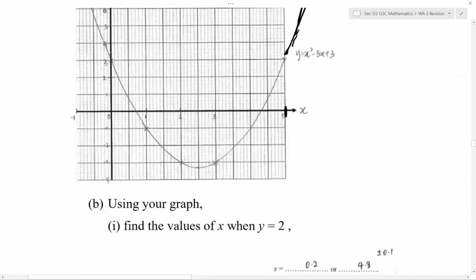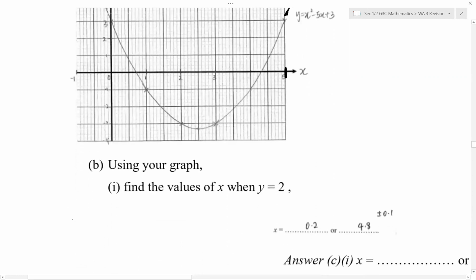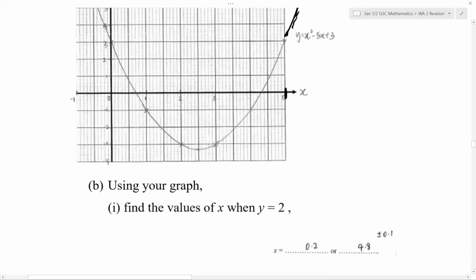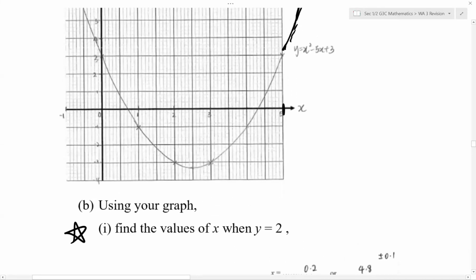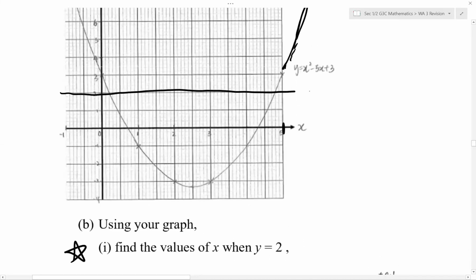Okay, using your graph, find the values of x when y equals 2. All these are your Sec 1 knowledge, Sec 1 skills. When y equals 2, draw a line, y equals 2, and find the x values.